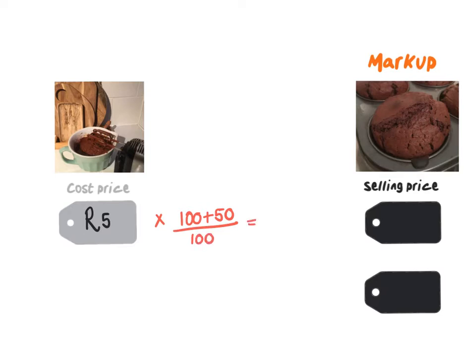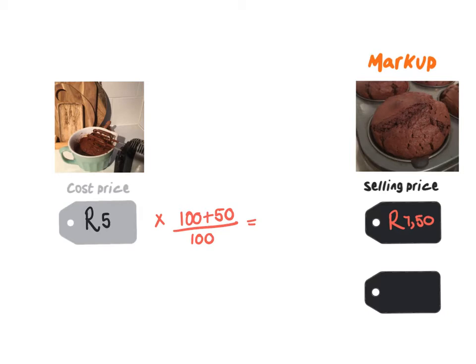And then if I calculate that, I get a selling price, because remember, you always want to sell something for a little bit more so that you can make a profit. I will get a selling price of R7.50. Doing this the long way by working out 50% of R5, you will get R2.50, and adding it on will also give you R7.50. But this is just a slightly shorter way of working it out.